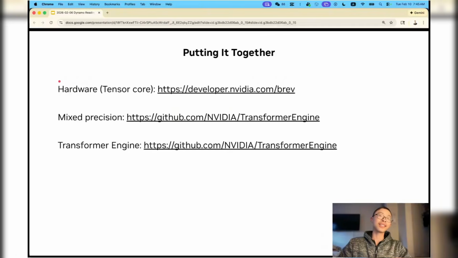Finally, in this lecture, you have learned how Tensor Core works. It is a dedicated matrix multiplication unit that accelerates deep learning workloads. How to get Tensor Cores?